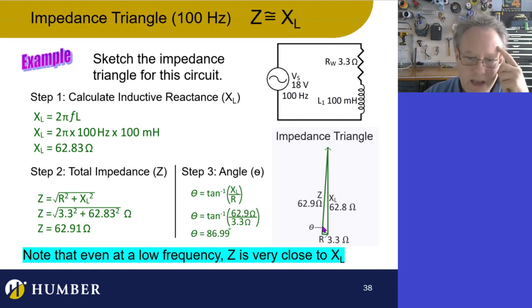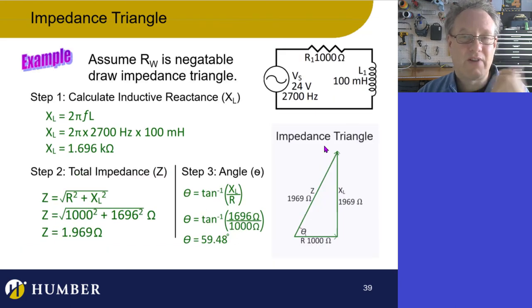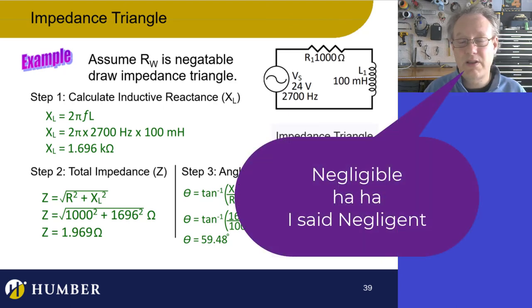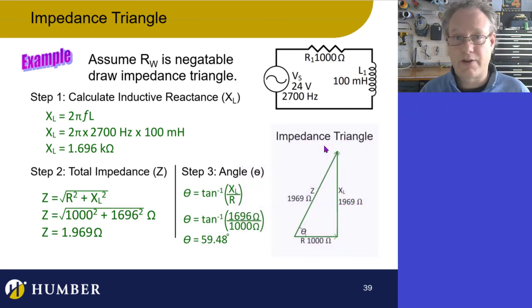There you go. In this case, it's very, very small. I've got 62.9 as opposed to 62.8. So essentially we can pretty much forget about it. We can assume that the RW is negligible and not even throw it into our formulas. So I'm going to put another example up here where I'm actually putting a resistor into the circuit. I'm not showing my RW. It's not even on this diagram, but I'm saying there's a resistor here.